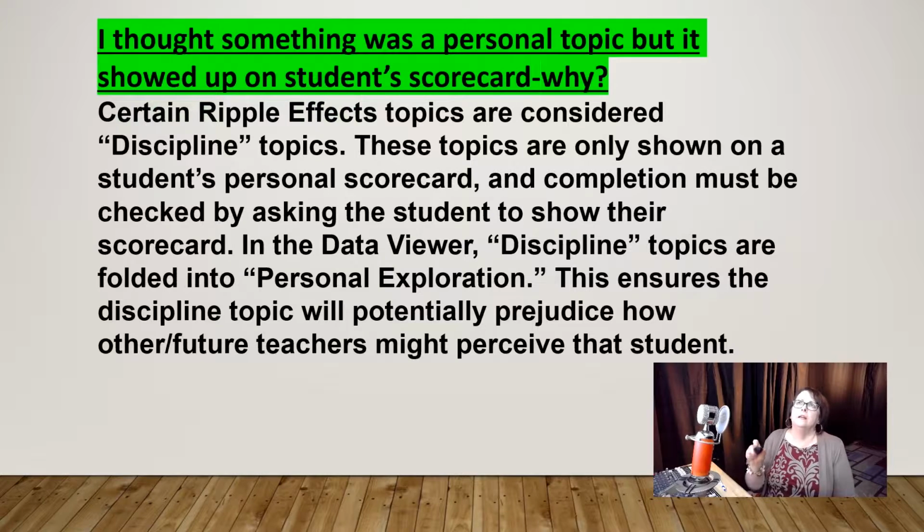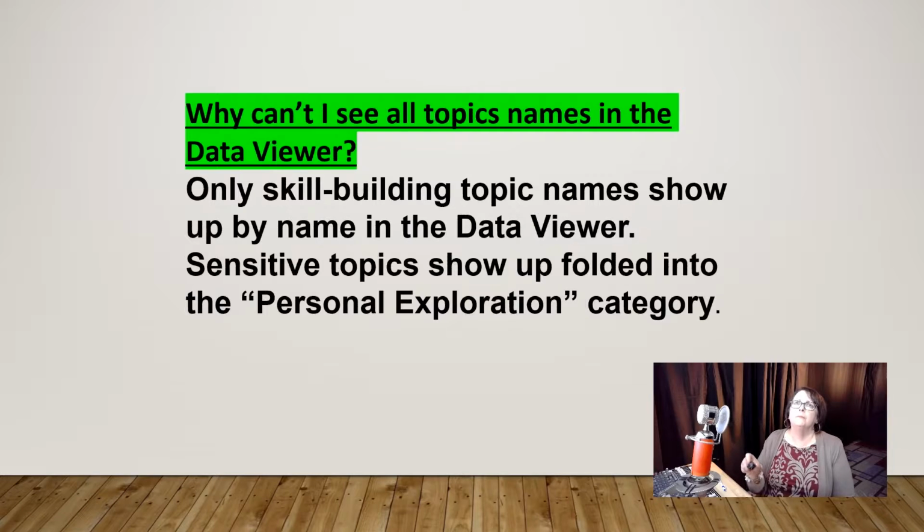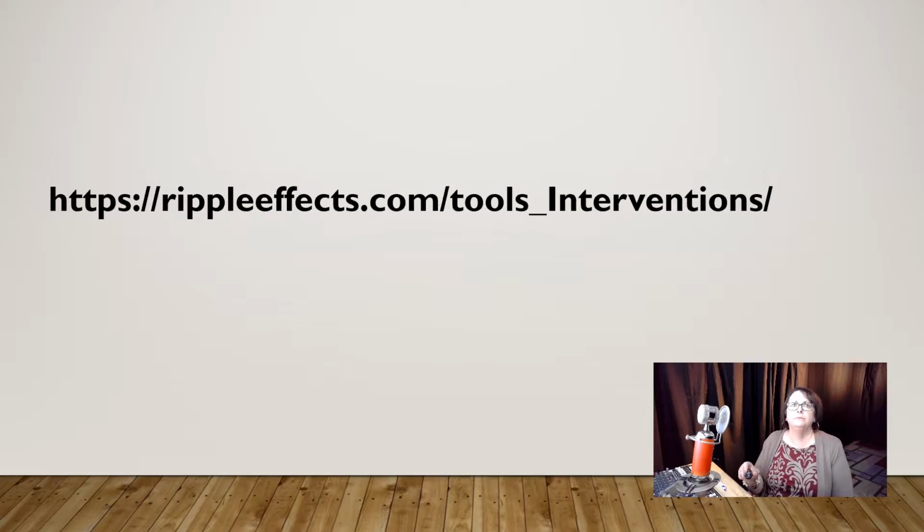Okay, and we talked about this. I'll come back to that in a second. Why can't I see all topic names in the data viewer? Only the skill building topic names show up by name in the data viewer. Sensitive topics, like we talked about before, are folded into the personal exploration category, where it's a personal issue with the students and they're not ready to share that.